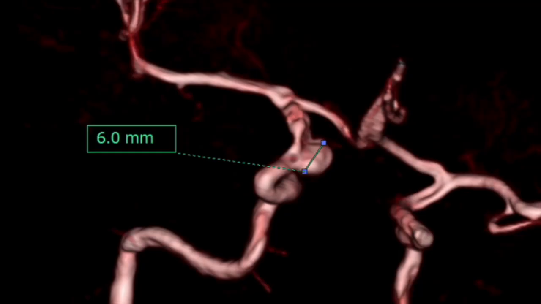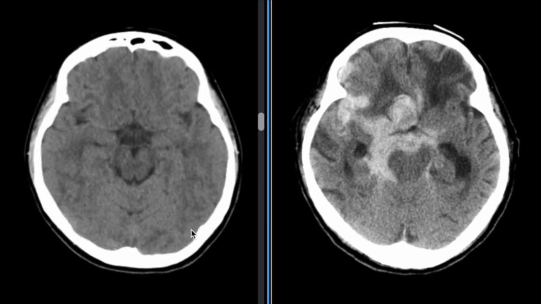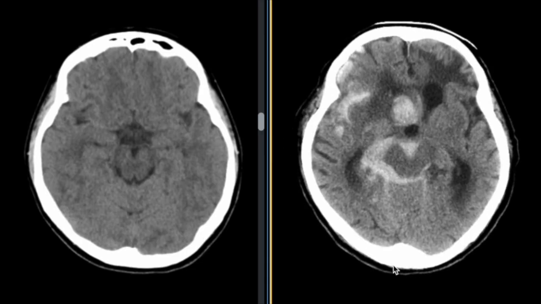Larger aneurysms carry a higher risk of rupture, and when they rupture, they tend to bleed more profusely, so careful attention is needed. Since we have the opportunity, let's compare what the brain looks like when a cerebral aneurysm ruptures and causes subarachnoid hemorrhage with what it looks like when it doesn't. The left CT image shows a brain without subarachnoid hemorrhage. The right shows one with it.